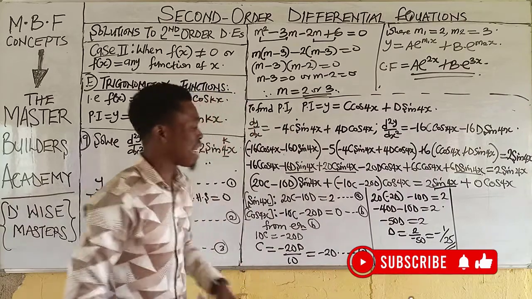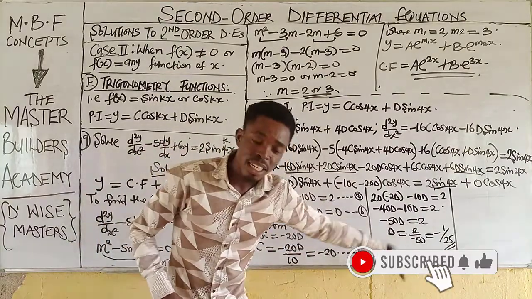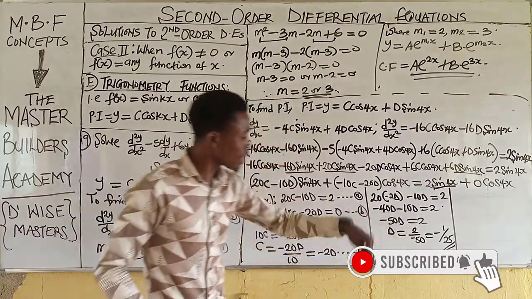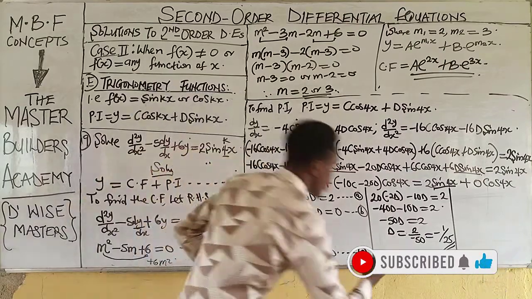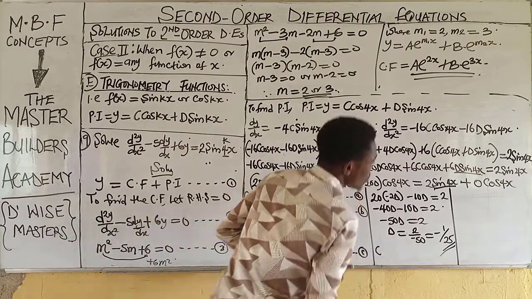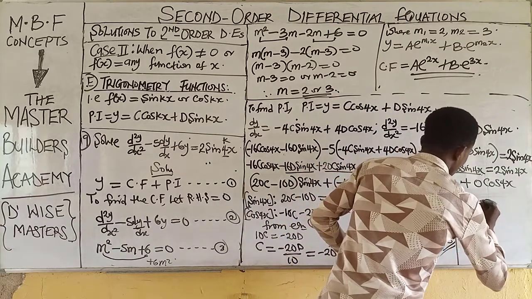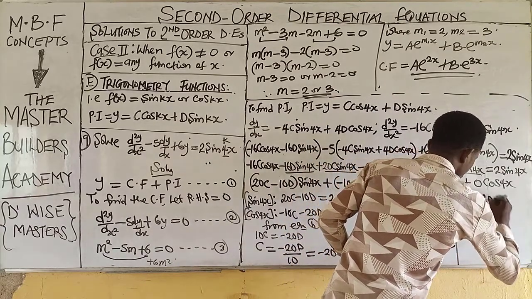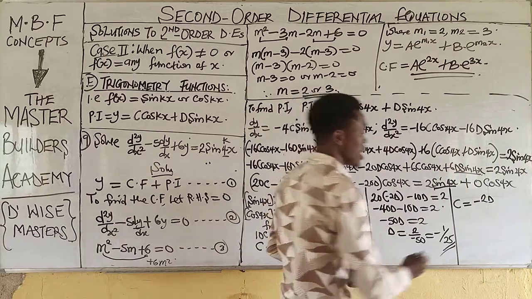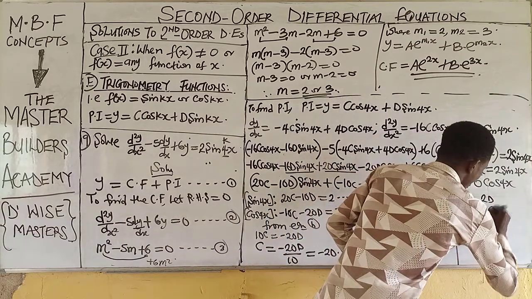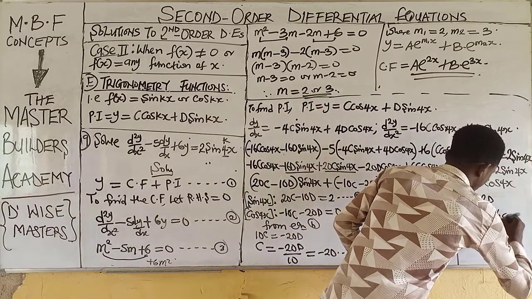Now we have gotten the value of d. If the value of d is obtained, then we can find the value of c. What is c? C is equal to minus 2d. And what is d? C would be minus 2 multiplied by minus 1 over 25.